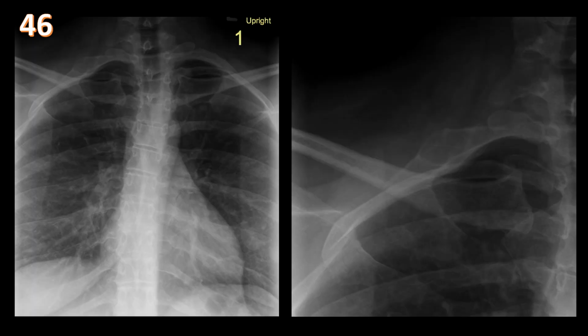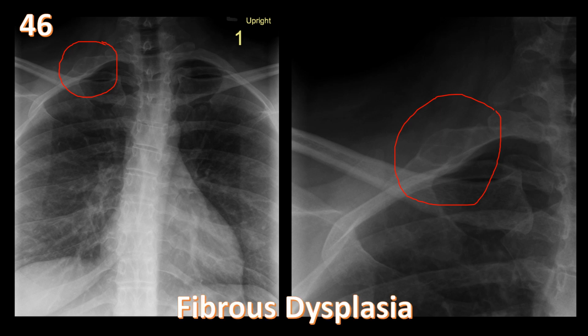Case number 46, we have views of the chest and cone-down views of the right upper chest. And we see that there is a lesion within the posterior aspect of the first rib. We can see it here. And this lesion shows expansion and ground glass opacity. This is a fibrous dysplasia.